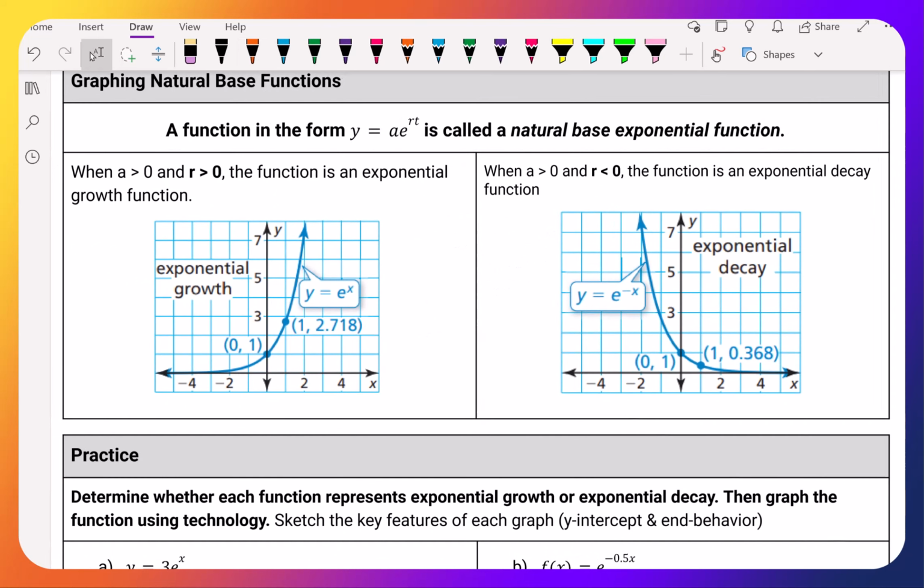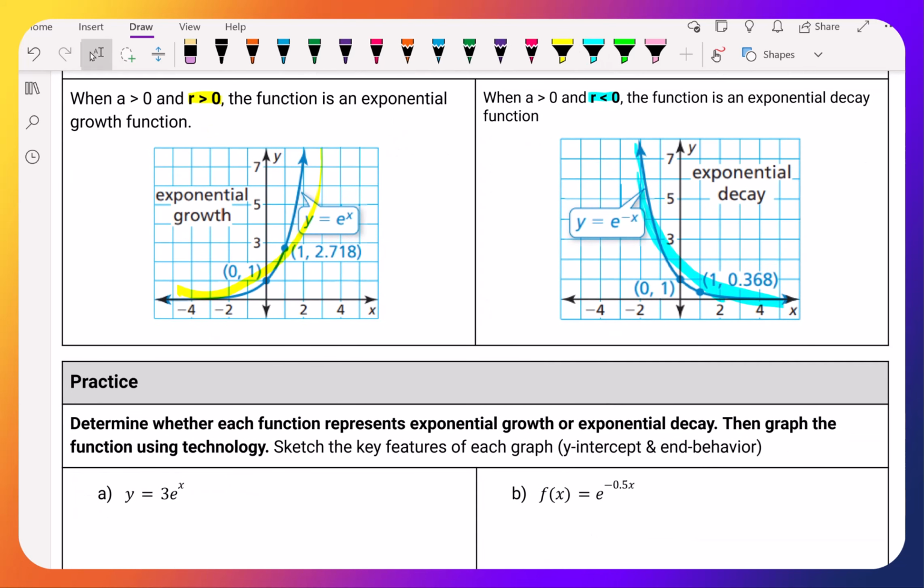Okay, so what does it look like when you graph something that has e in it? Well, e is going to have an exponent, so it's going to look like either exponential growth or exponential decay. There's a couple of things you need to learn. It's pretty easy. If you have a positive exponent, so if r is greater than 0, that is going to have exponential growth. On the other hand, if r is negative, then you are going to have exponential decay. Now these look just like the exponential growth and decay that we talked about in lesson 5.1.